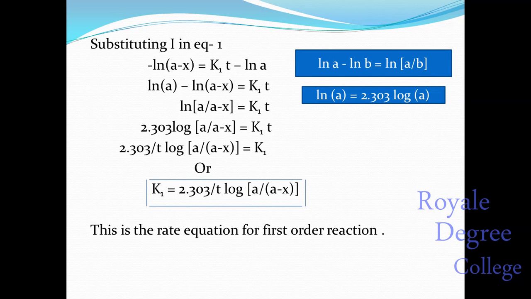Substituting the value of I in equation 1. Already you have seen equation 1, isn't it? In place of I, here we are substituting the value of I. Equation 1 we are writing here: minus ln a minus x is equal to K1t plus I. So in place of plus I, we are writing the value of I, which is minus ln a. Now this minus ln a we are bringing to the other side, so it will become plus ln a, then minus ln a minus x is equal to K1t.